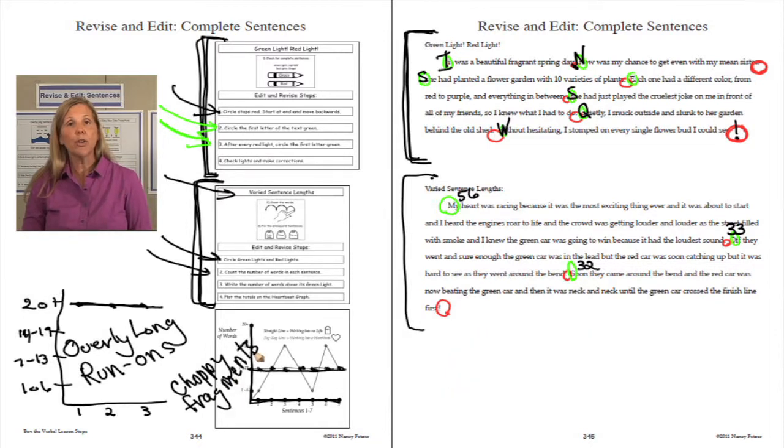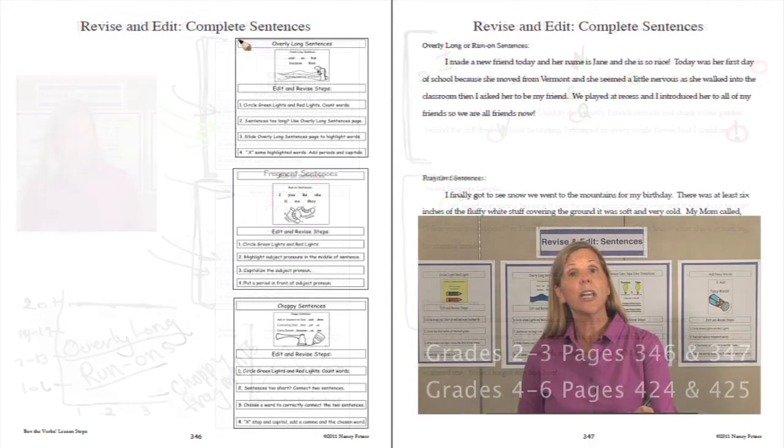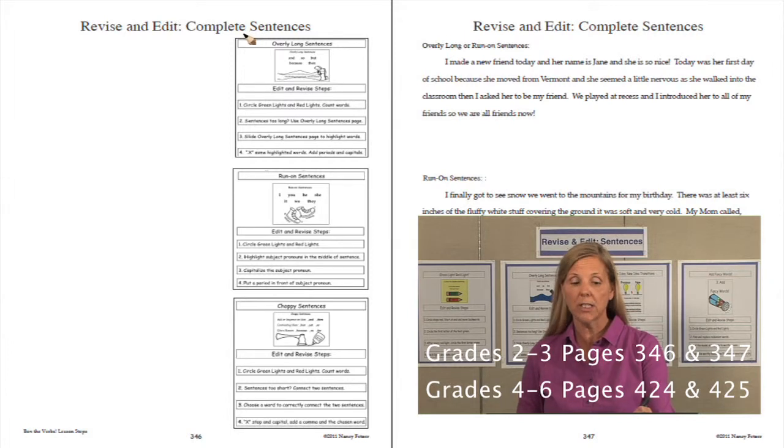In this lesson, what did we do? We identified if sentences had different lengths by counting the numbers and then graphing them. If the sentences show dead writing, then we need to move on and fix those sentences. If the sentences are too long, then we're going to go to the overly long lesson and fix overly long sentences or run-ons. If the sentences are choppy, then we'll go to the choppy sentence lesson. We can learn the activities to fix overly long sentences, fragmented sentences, and choppy sentences.